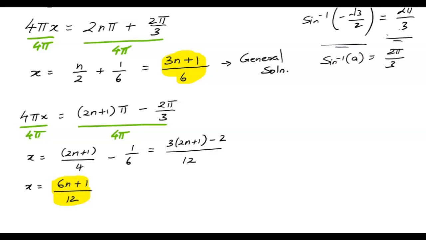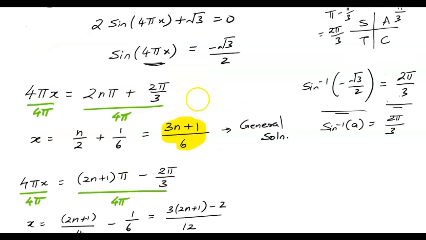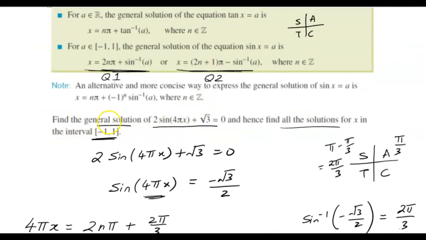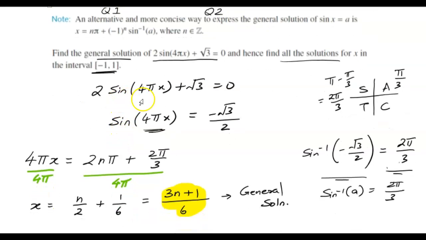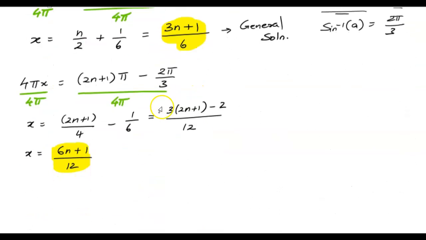Right, now we're going to go back into the domain of this question, because finding the general solution was only one part of this question, right? So the question basically states, hey, find the general solution, but also find the solutions for x in the interval minus 1 to 1, right? So we are dealing with a sine 4 pi x function, which is basically going to have a period of 2 pi on 4 pi, which is just simply a half.